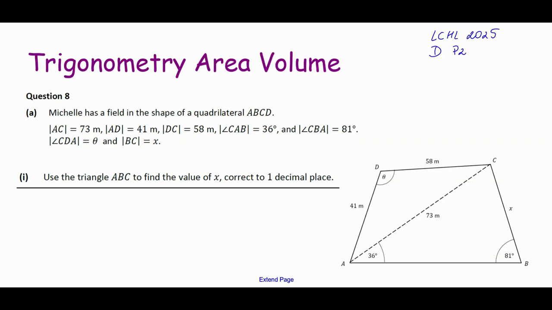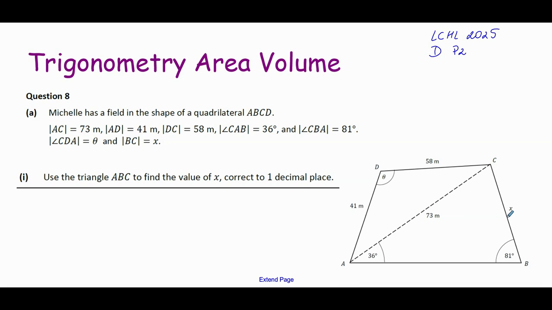Let's look at this question. Question 8 will be about trigonometry, area, volume. Michelle has a field in the shape of quadrilateral ABCD. And then we have a lot of measurements, each side, a few angles. And here we have the drawing and we have all of them, the sides, the angles, all of them.